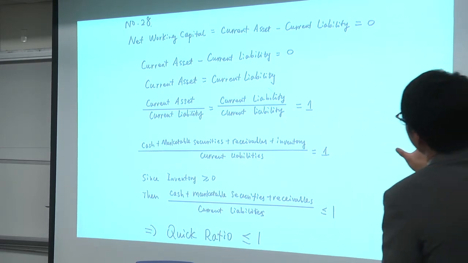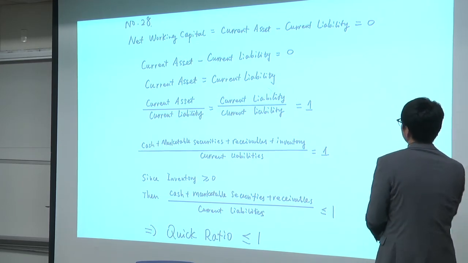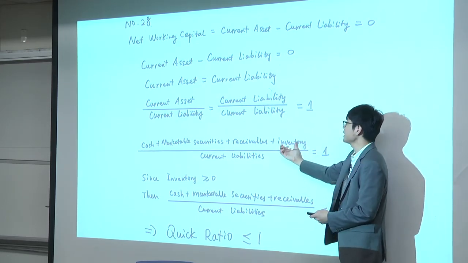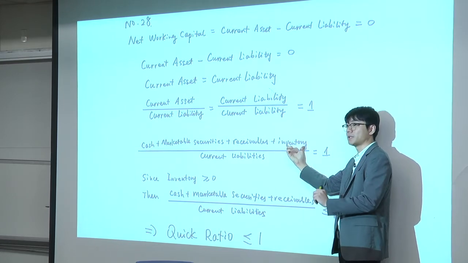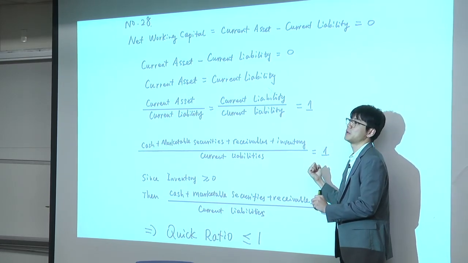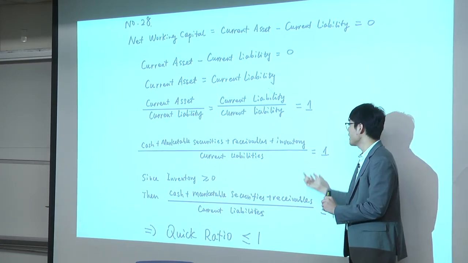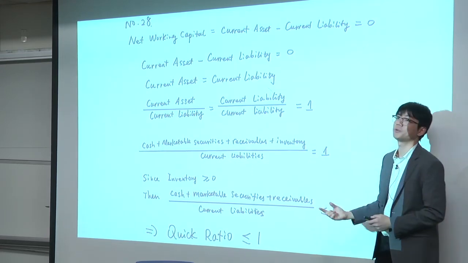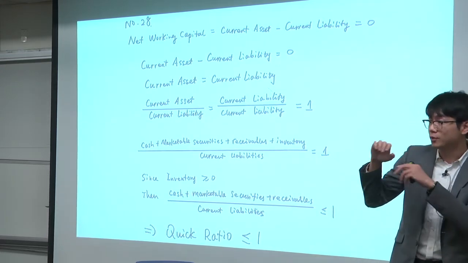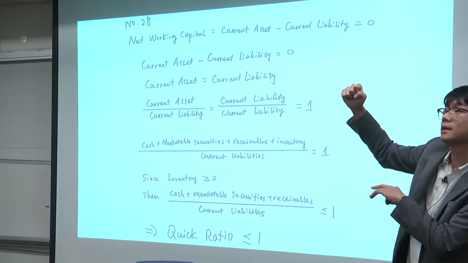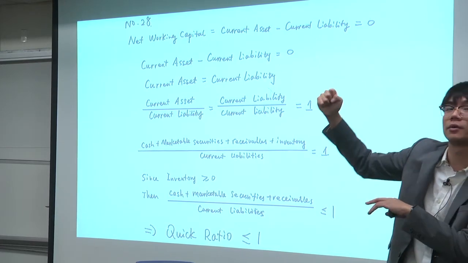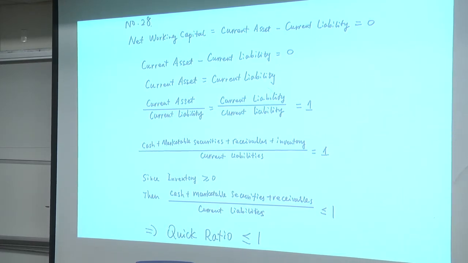So if we take that item out of this fraction, what's going to happen? I'm taking an item that's 0 or positive from the numerator. So the value of this fraction should be less than or equal to 1, because it was 1 before I took an item that's positive or 0 from the numerator. So the value of the fraction could decrease or not, but it could not increase. So the quick ratio is less than or equal to 1.